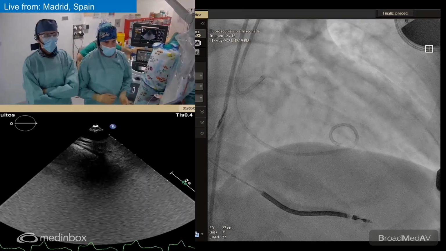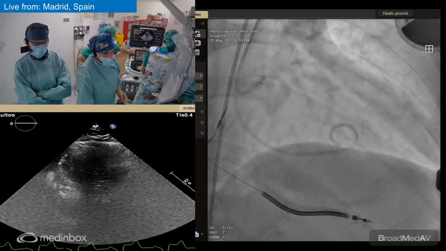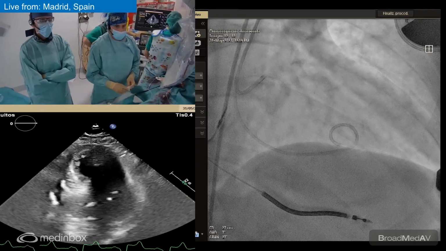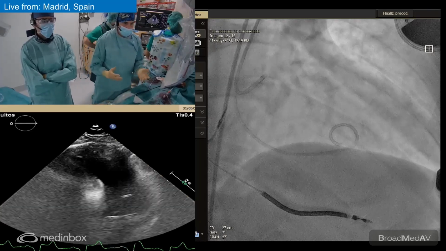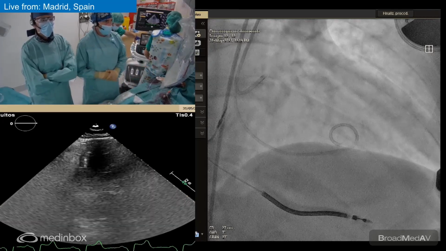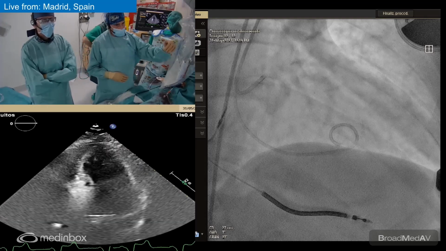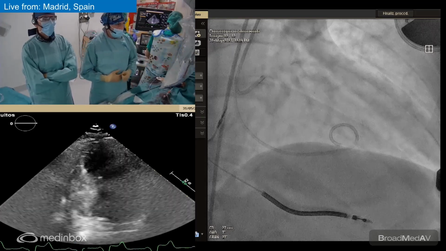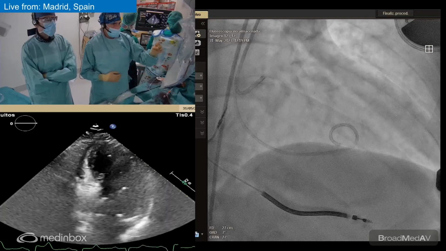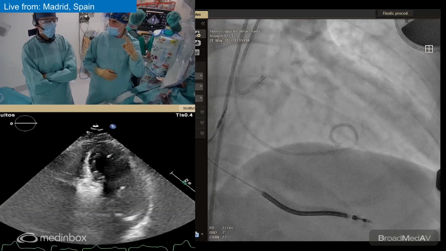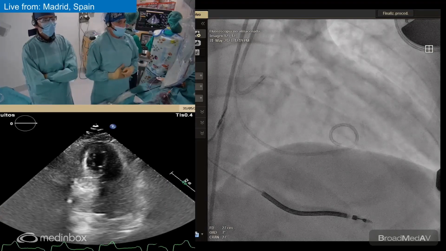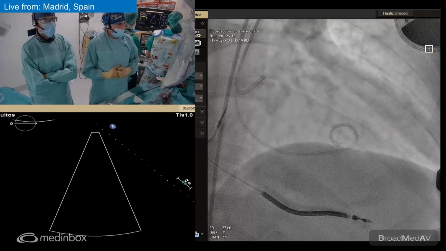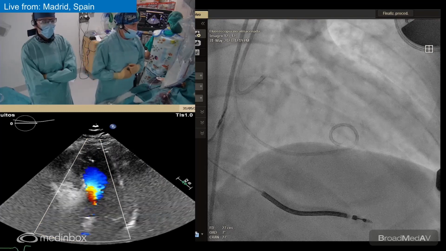No, not especially. It's a coaxial balloon, 1.5, and the navigation is not usually complex. Sometimes it's difficult to cannulate or selectively wire the septal, but usually by performing a more prominent J-curve, it's relatively easy to enter the septal and then advance the coaxial balloon.